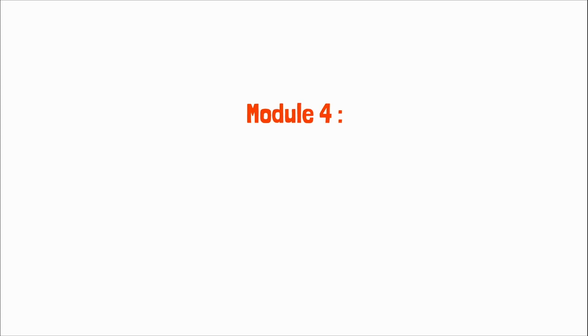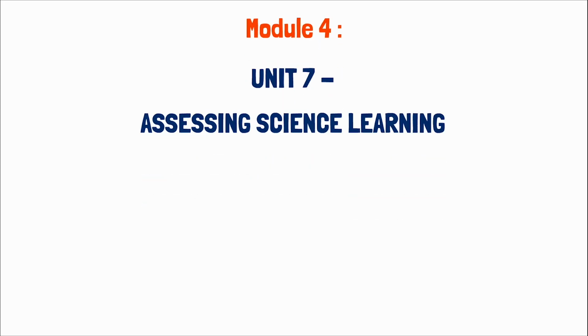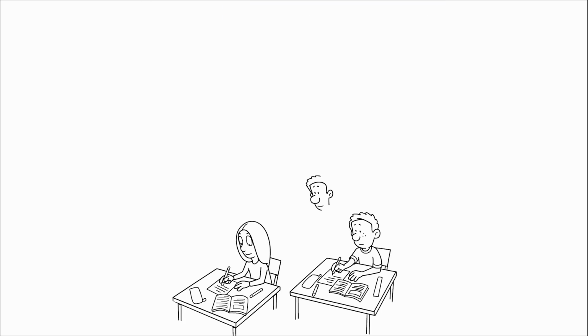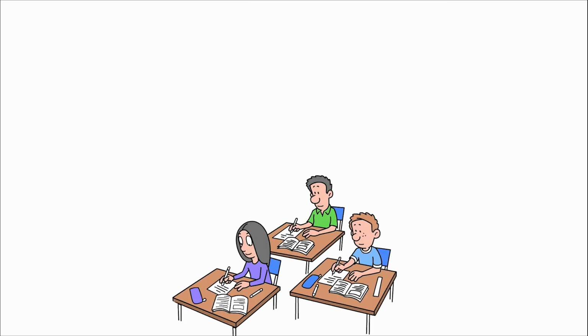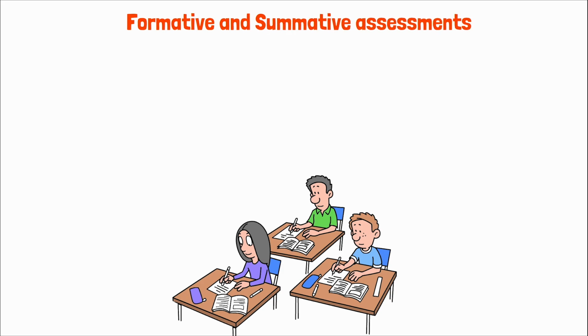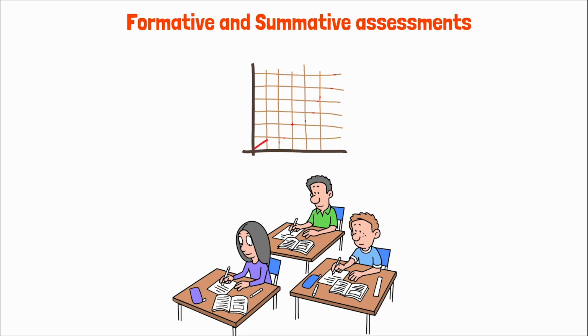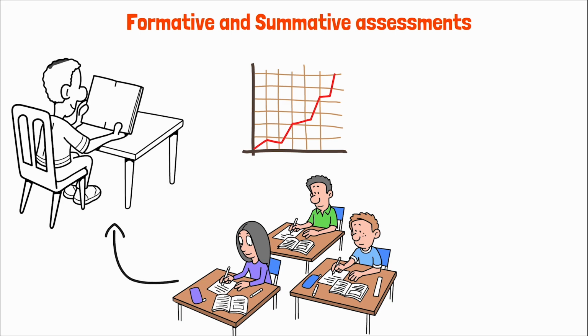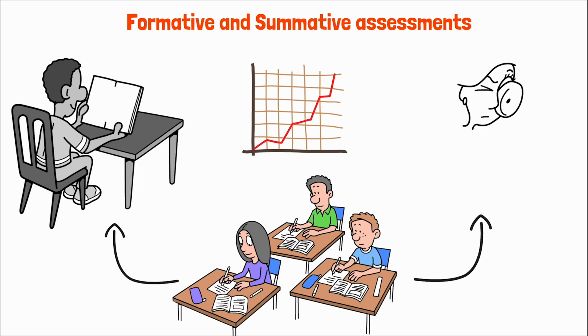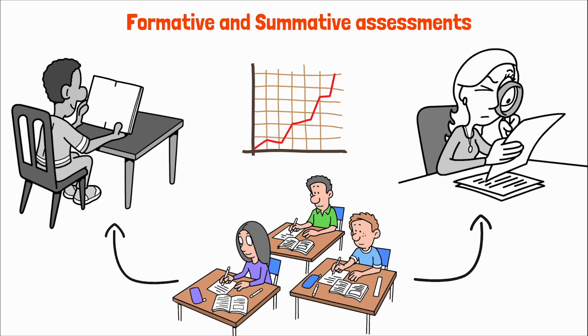Module 4. Units: Assessing Science Learning. Assessing science learning in elementary students is a multifaceted process that involves both formative and summative assessments to evaluate and support student progress. Effective assessment practices are crucial for ensuring that students achieve the learning goals set out in the curriculum, and for providing teachers with the information needed to tailor instruction to meet students' needs.